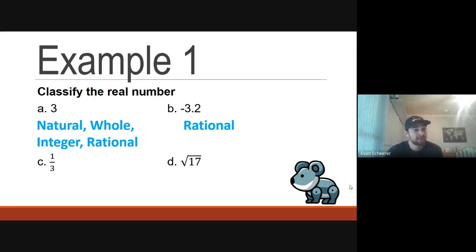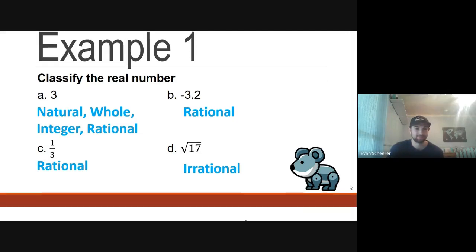C. It's not natural, whole, or an integer because it's not the whole number itself, right? It's a fraction. So this is just rational. And then D, square root of 17, is that going evenly? No. So there's no two numbers that multiply to 17. So since that's not, that will be a decimal. It'll be 4.1 something, something, something, right? But it never repeats. So it's irrational. Hope you guys kind of understand those.